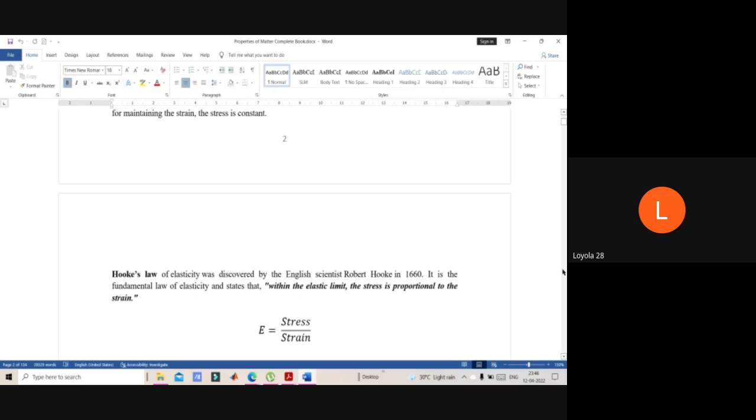Hooke, the scientist, in 1660 formulated this law of elasticity, which states that within the elastic limit, stress is proportional to the strain.